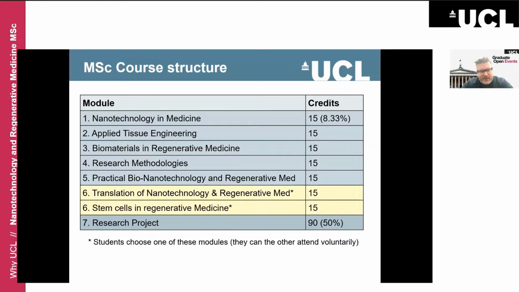So the basic structure of the course: we have a number of core modules, and we have the research project. The research project is worth 50% of the course. The only optional module you have a choice of is whether you do translation of nanotechnology, or stem cells in regenerative medicine. We've timetabled these so that you can attend both, but you will only be assessed on one of these optional modules.